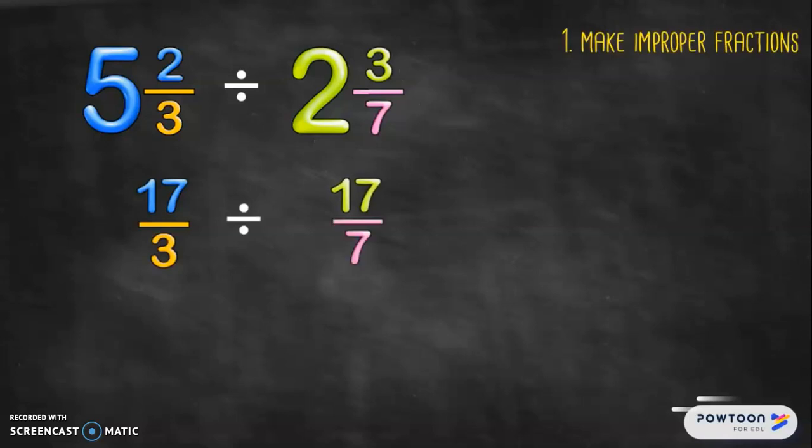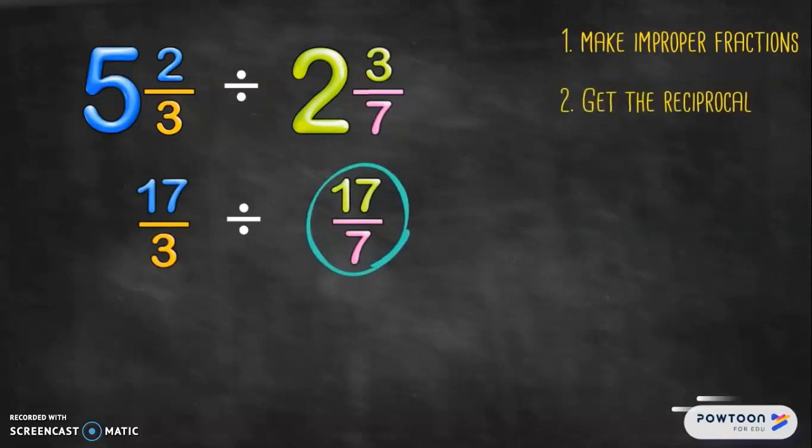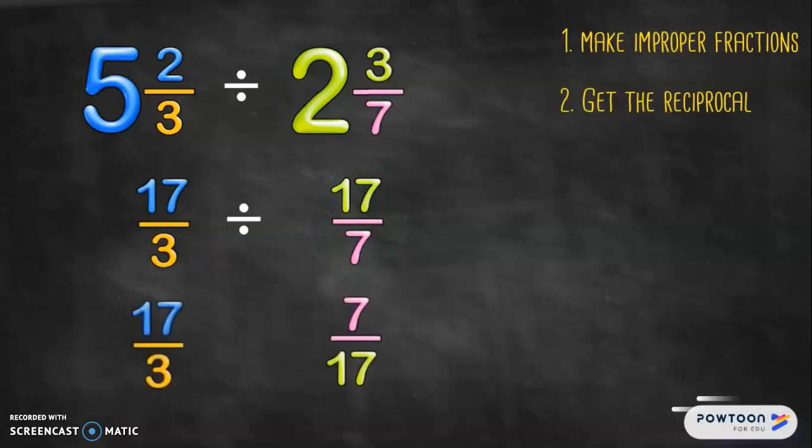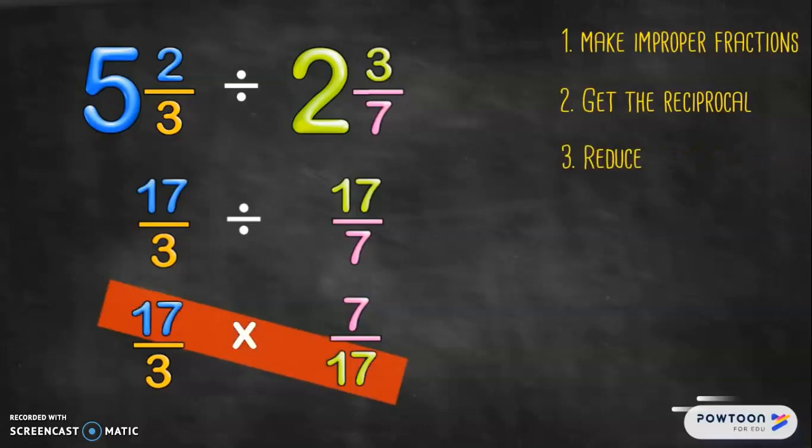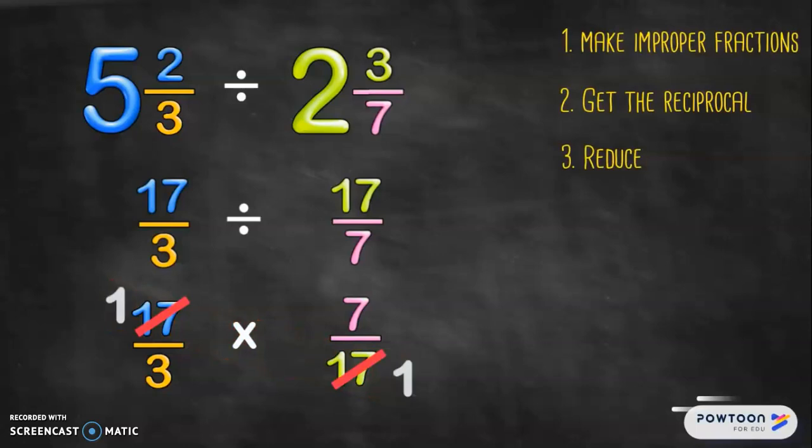And now we're into fractions division mode, and you got this. Get the reciprocal of that right-hand fraction, flip it, 7 over 17, and put the inverse operation at the same time. Divide becomes multiply. We can reduce here before we multiply. Cancel the 17s, keep the multiplication down. Nice. Multiply across, and we get 7 over 3.